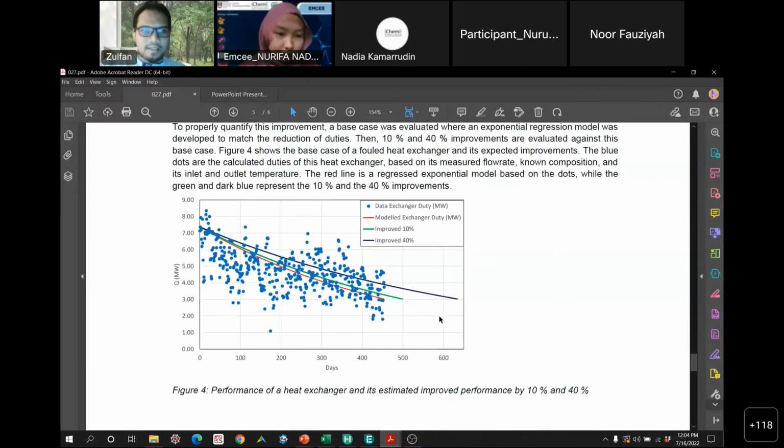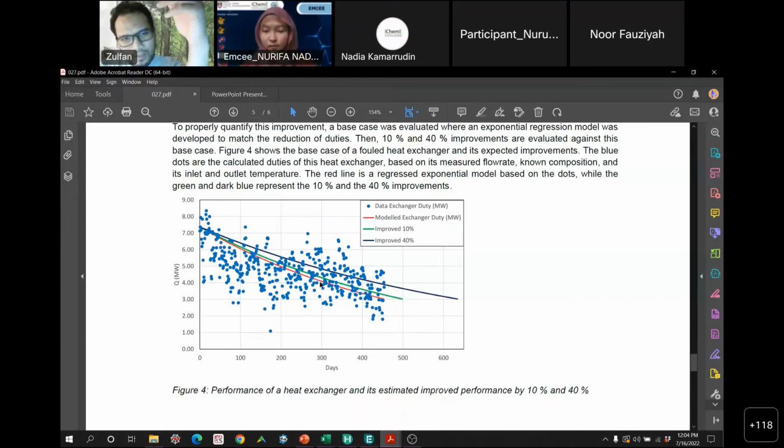In this case, instead of U value, I put duty, because the U value is proportional to the duty. If the U value drops, the duty drops, and vice versa. I uploaded the time series, because they have data on an hourly or daily basis, and then I calculated the Q being transferred from one stream to the other. So we can see all of this, hundreds or thousands of data dots, and you can see there is more or less an exponential decrease.